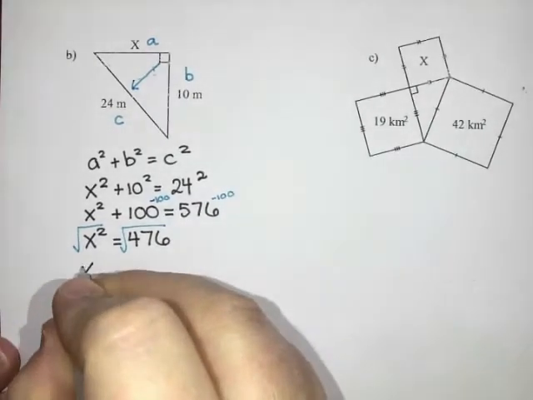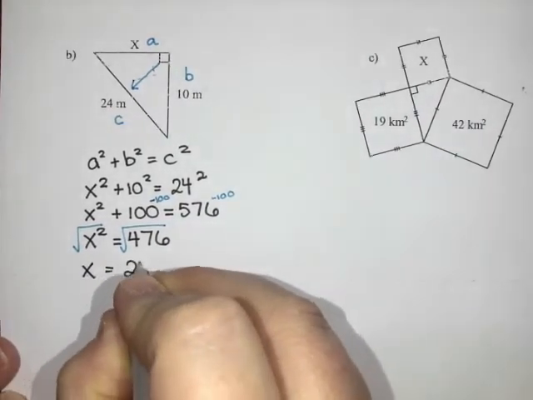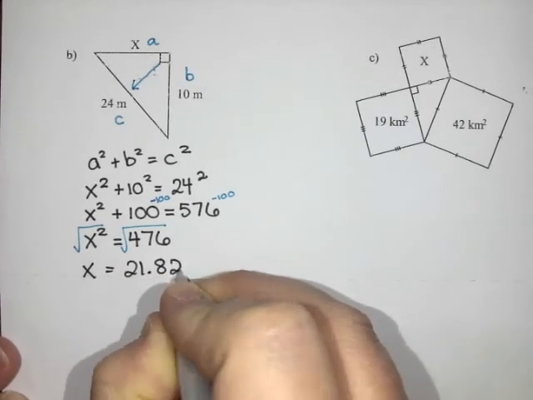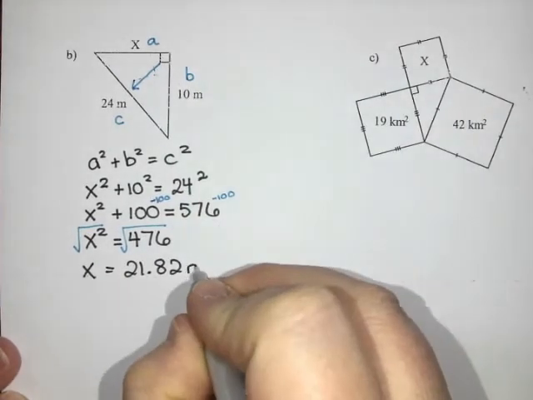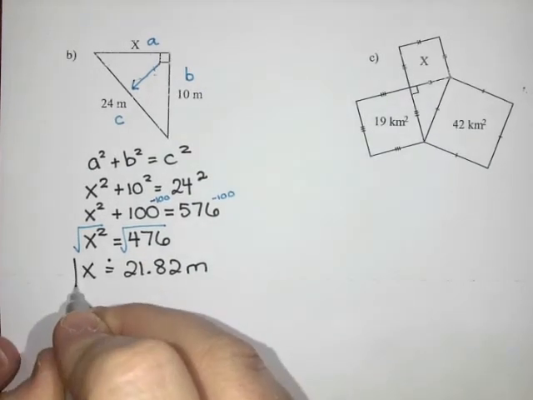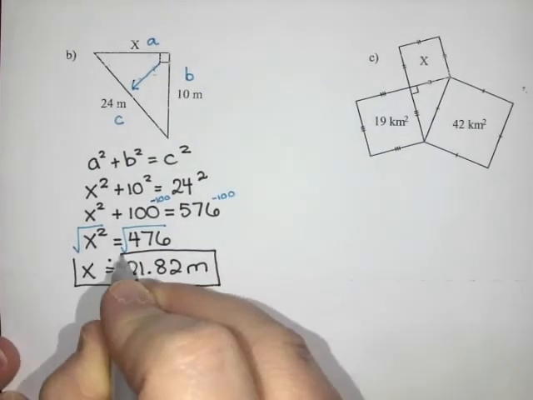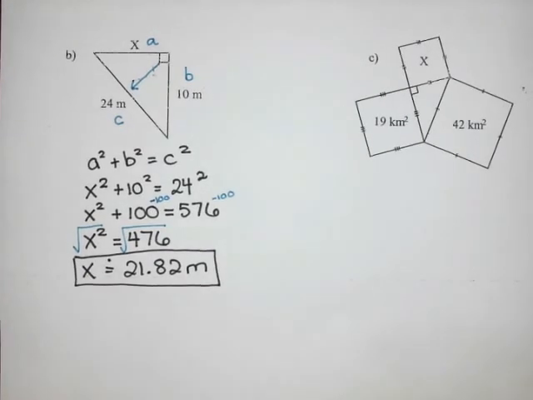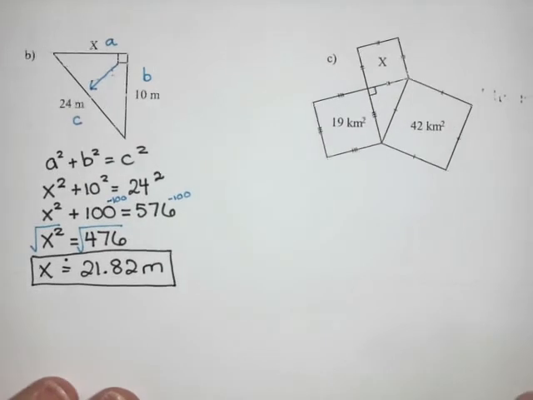So X equals 21.82 meters. Since I rounded, I'm going to put a little dot on top of my equal sign to say that it is approximately 21.82 meters. Our last example is a little different.